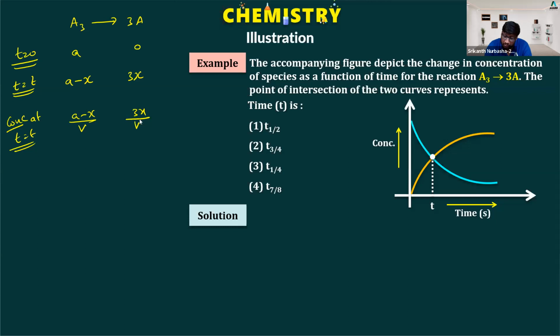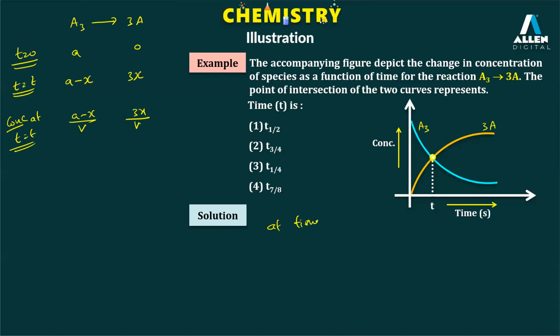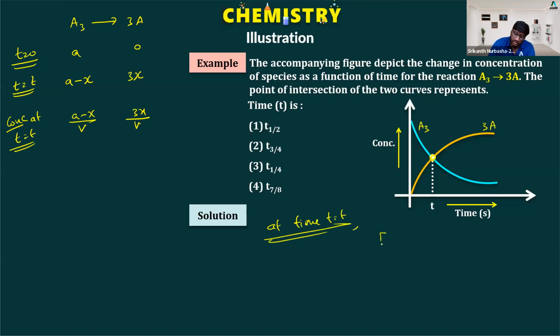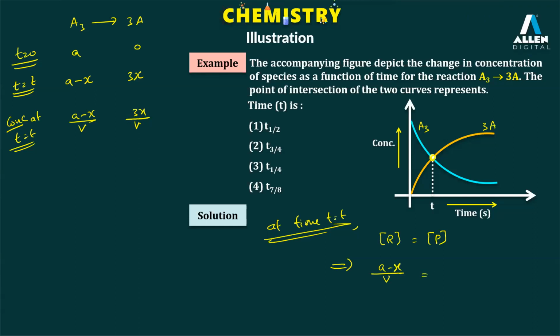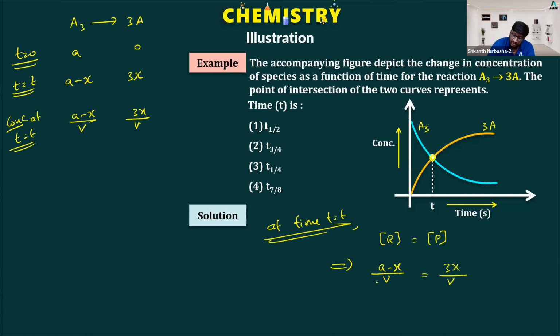Now look at the condition at the point of intersection. A3 is the reactant, A is the product. Reactant concentration is decreasing, product concentration is increasing. So at a time t, can I say the concentration of reactant and concentration of product are the same? Yes, sir. At time t is equal to T, concentration of reactant is equal to concentration of product. The concentration of reactant is (A minus X) by V. Concentration of product is 3X by V. V gets cancelled.